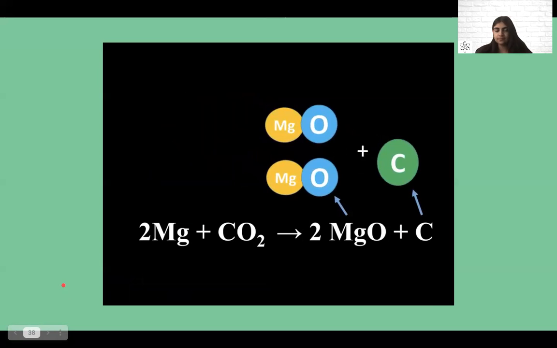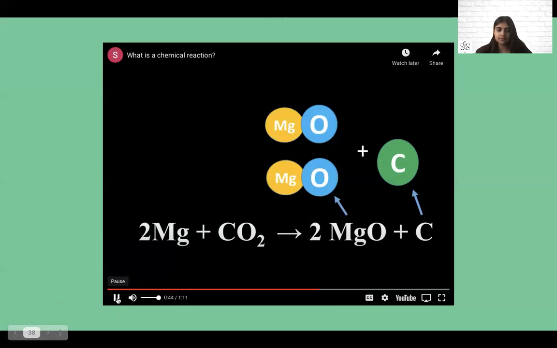And those atoms now make a chemical called magnesium oxide plus carbon. Let's look at another example.